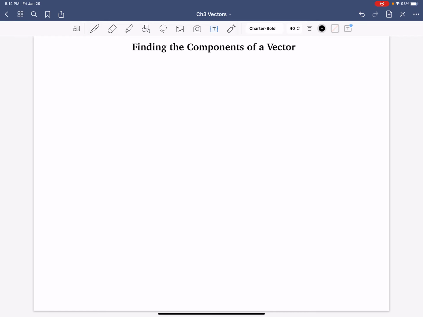Hey everyone. In this video, I will be explaining how to find the components of a vector. Let's start by drawing a giant XY axis. If I were to draw a general vector, let's go something like that. Let's call it vector V. You can call it anything you want.